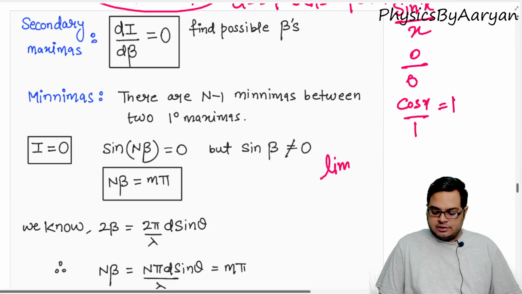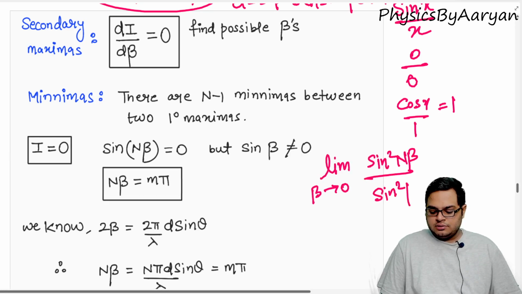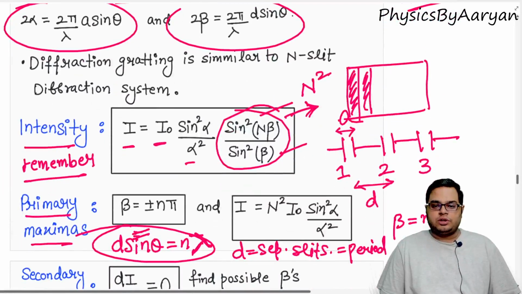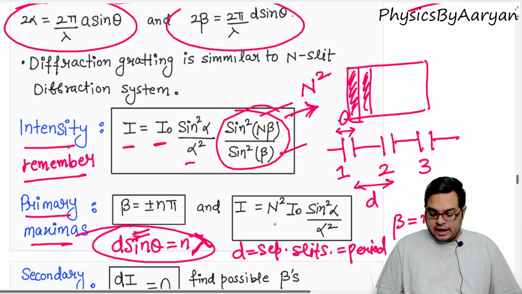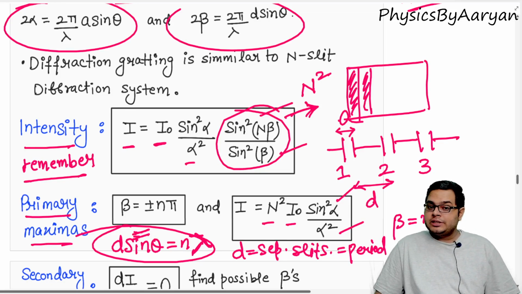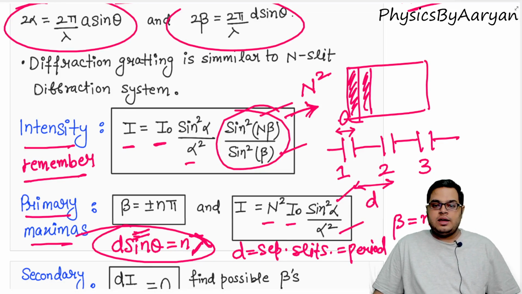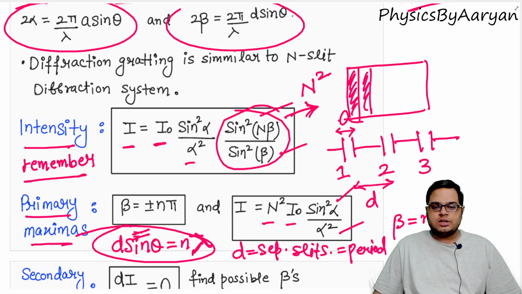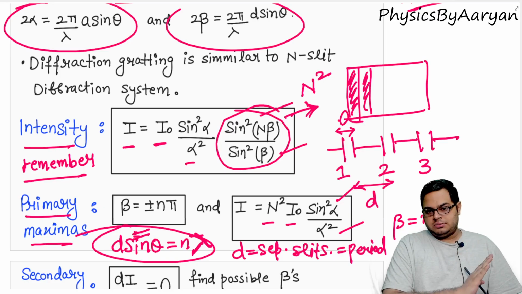Limit beta going to 0, sine square n beta by sine square beta will actually give you n square, and you can check that. That is why the intensity will be n square I naught sine square alpha by alpha square. So that is the intensity of your maximas. Which maximas? Primary maxima. So these are your primary maxima. Perfectly fine.